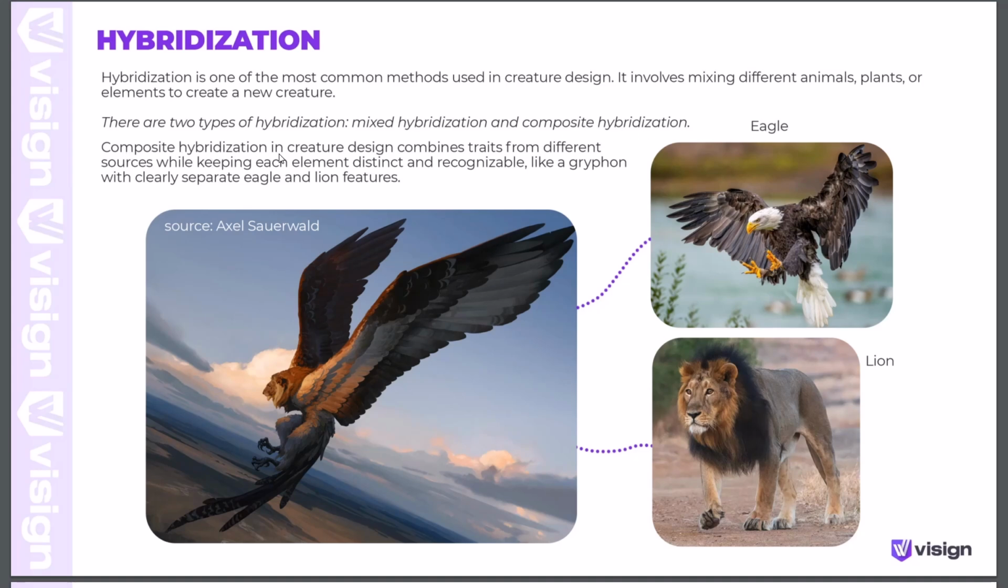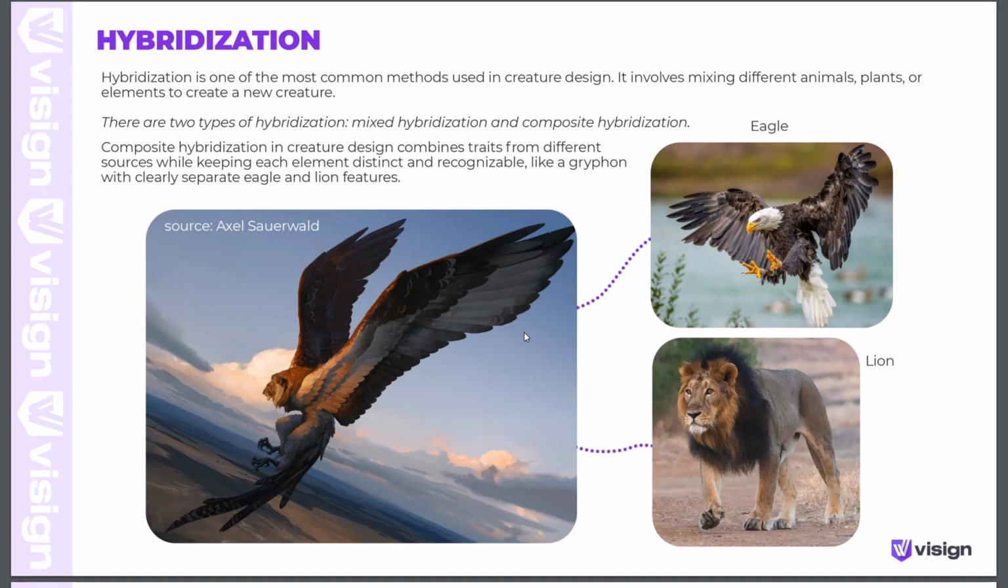Composite hybridization in creature design combines traits from different sources while keeping each element distinct and recognizable, like a griffin with clearly separate eagle and lion features. Now this is done by Axel Sarwald, and he actually did the converse of a griffin. Instead of having an eagle head and a lion body, he had a lion head and an eagle body. And so you can very clearly see the distinction. Very clear lion head, very clear eagle body. It's very separate in that instance.